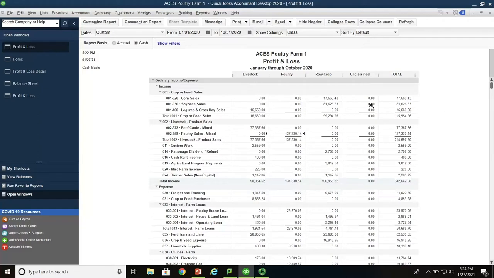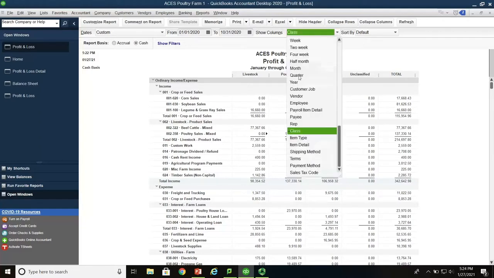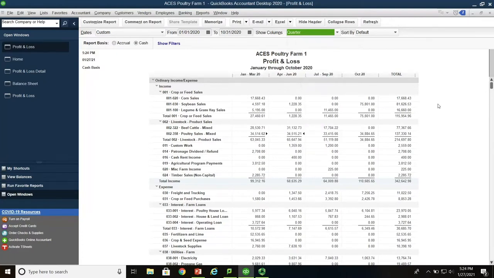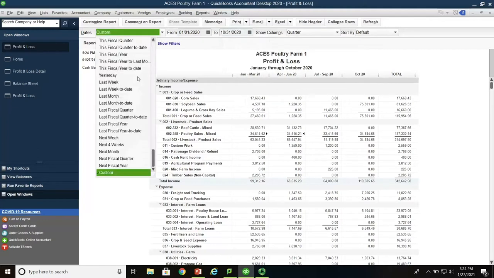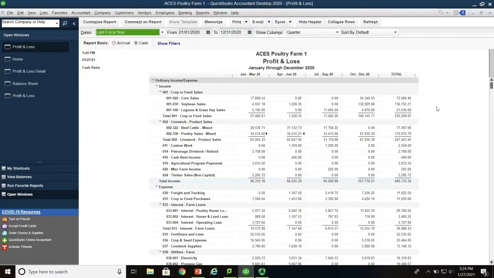Now let's continue on with that and change this back to quarter. Now, if you take a look at last fiscal year by quarter, January, April, July, October. We're thinking out loud here, and we're putting ourselves in the shoes of the farmer working with their local accountant to do some tax planning. Notice how much money came in corn sales and soybean sales during the fourth quarter. By the same token, notice how much poultry sales came in during the fourth quarter.